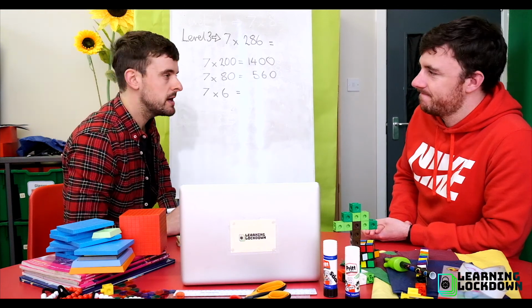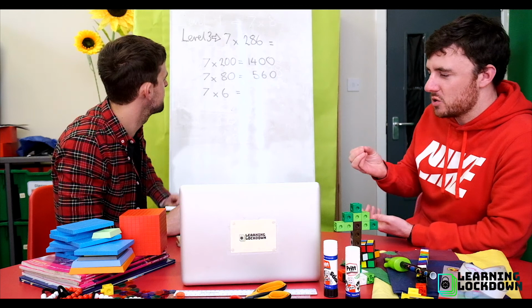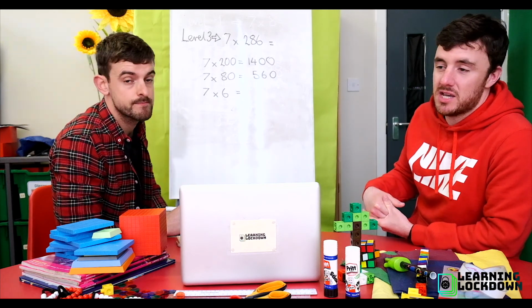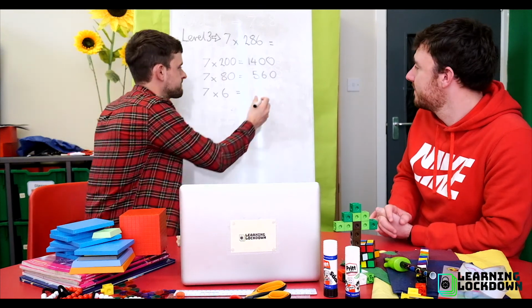7 times 6, Mr. S. And once again, we've reached that point where you just have to know it, I'm afraid. We're back down to those bare bones. 7 times 6, I know my 7 times table. I know my 6 times table. I know this is 42.